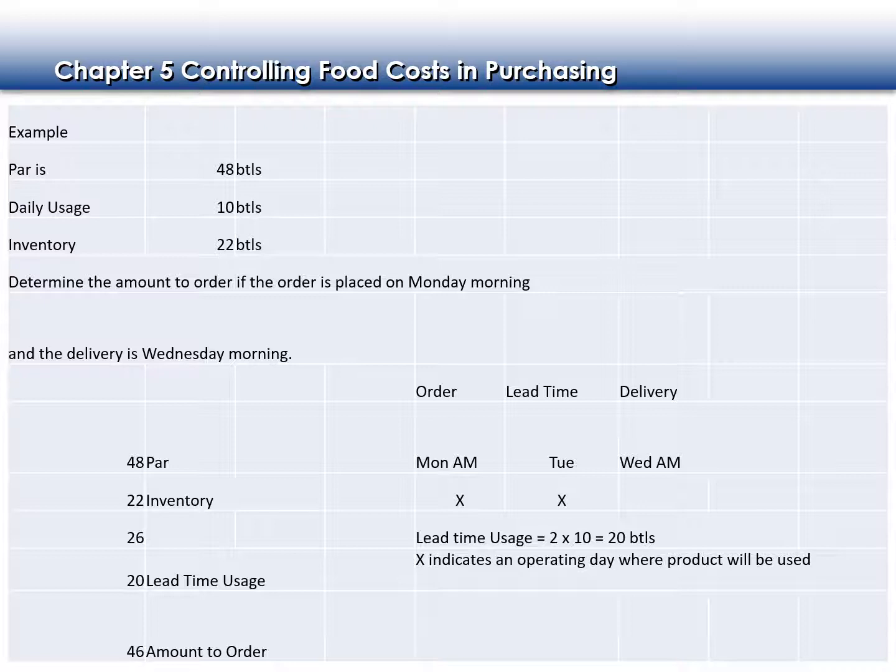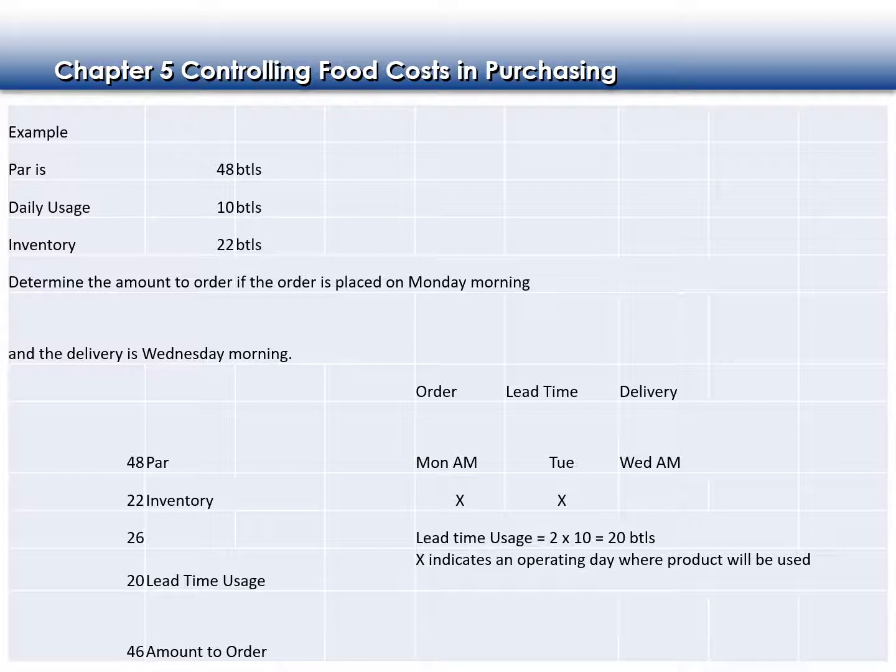So this is where we're going to go. This is your example on the first page, the top of the first page. We've established that our par is 48 bottles. Our daily usage is 10 bottles. And our inventory right now says we have 22 bottles in inventory. This one's already worked out. We're going to go through it step by step so you can see it, and then we'll work out the next one together. So we want to figure out the amount to order. If the order is placed on Monday morning, the delivery is Wednesday morning. In these problems, morning means before we even open for business.